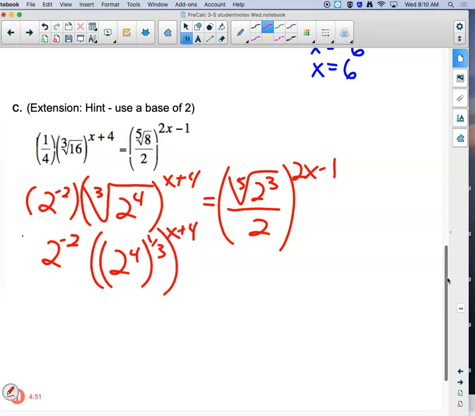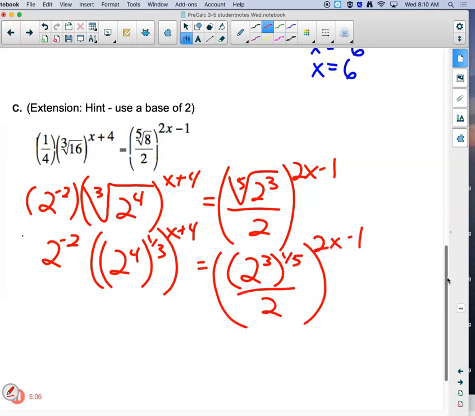So that we can start working with the fraction powers instead. And on the opposite side, we do the same thing with that fifth root of 2 to the third. So it would be 2 to the third to the 1/5 power over 2, all to the 2x minus 1.